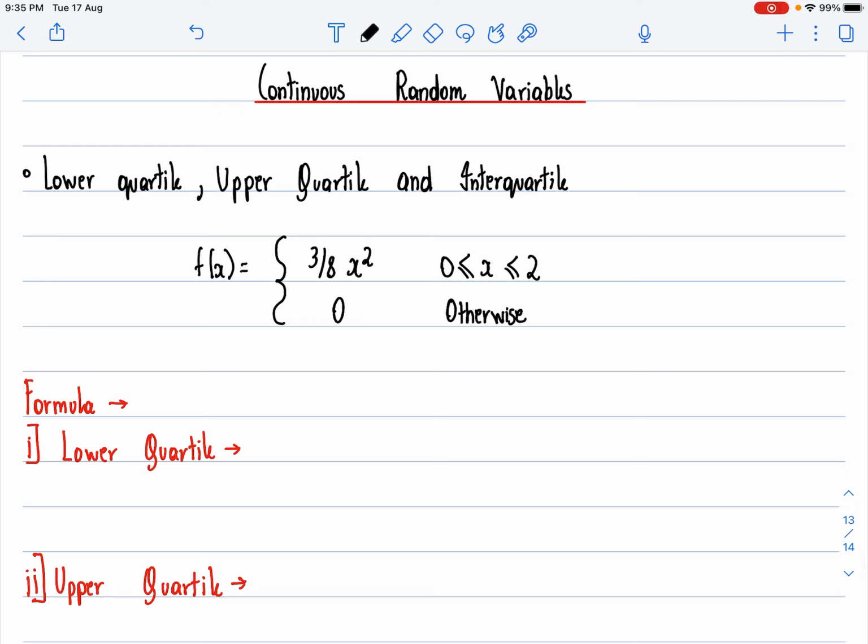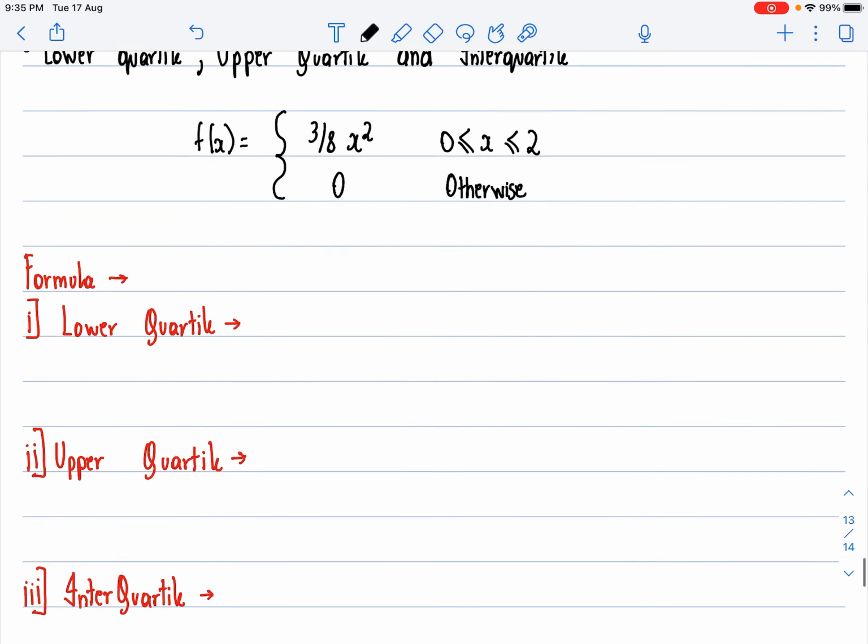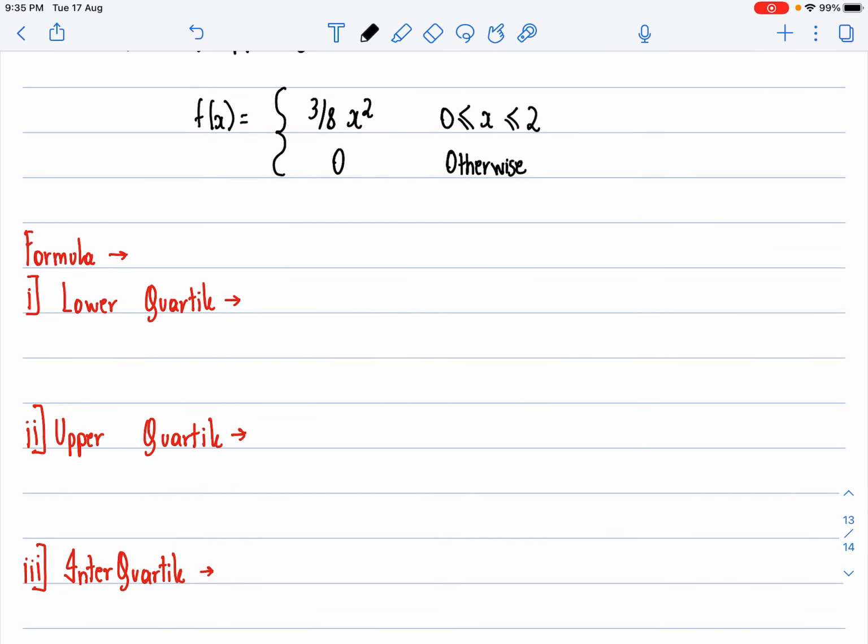Today we'll be doing the concept of the lower quartile, the upper quartile, and the interquartile, which is a subtopic in the chapter of continuous random variables. So first let's start with the formulas. First we have the formula of the lower quartile.